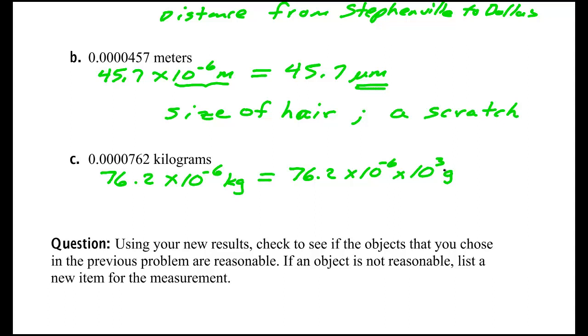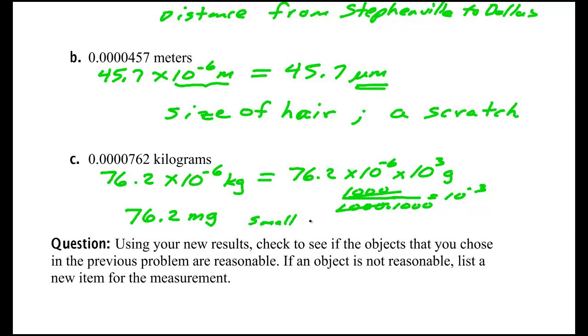Well, 10 to the minus 6 over 10 to the minus 3, that's 1,000 divided by 1,000 times 1,000. That's 10 to the minus 3. In other words, minus 6 plus 3 gets minus 3 up there. So this should have been 76.2 milligrams. Milligrams are like medicine. So a small amount of medicine would be an example of that.